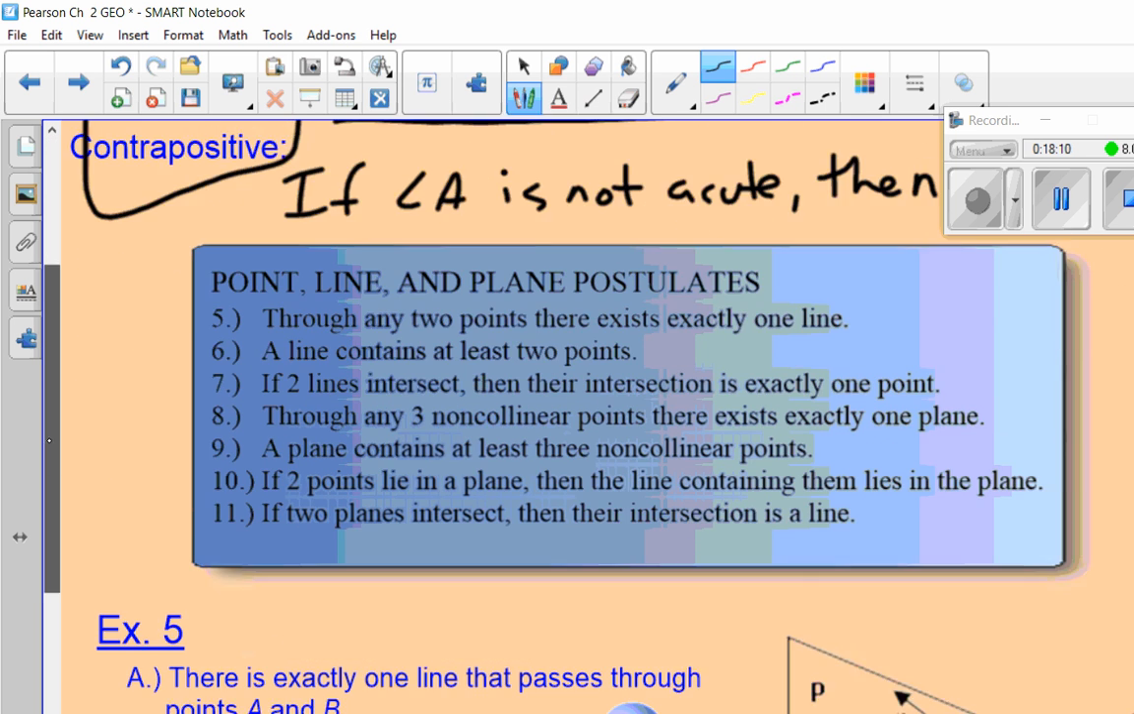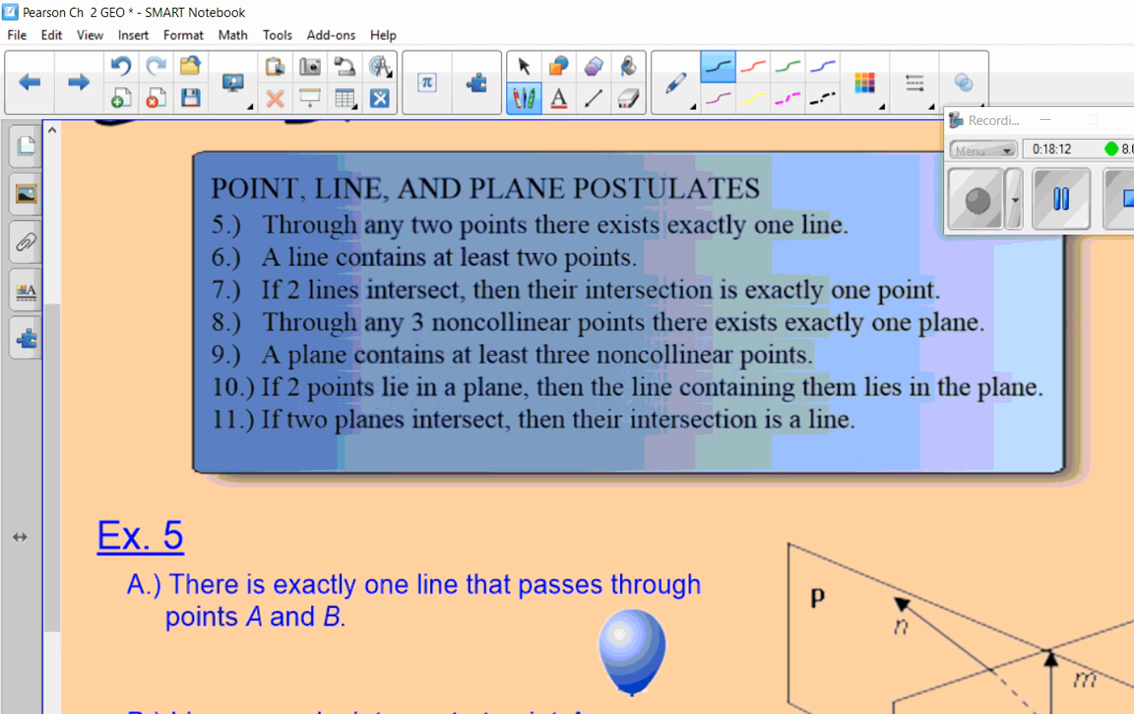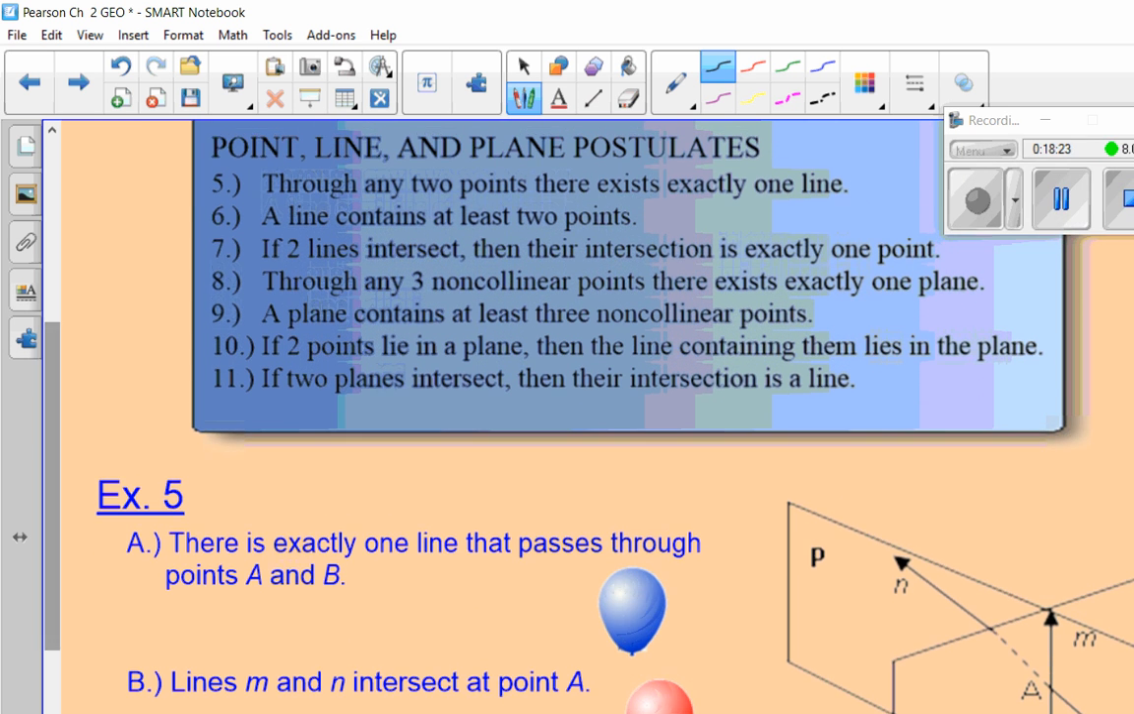Okay, we got 5, 6, 7 postulates here about points and lines. So we'll read all these. Most of these we kind of already have done from last chapter, but through any 2 points there exists one line. Okay, a line has to contain at least 2 points. If 2 lines intersect, then their intersection is exactly 1 point.